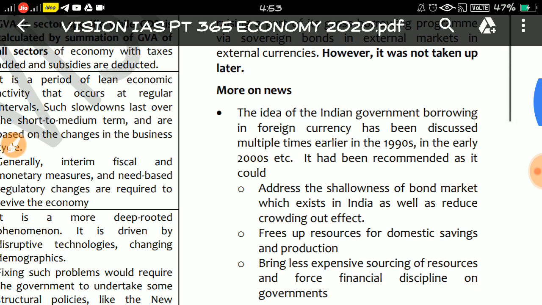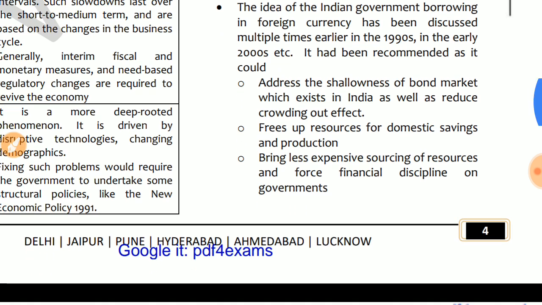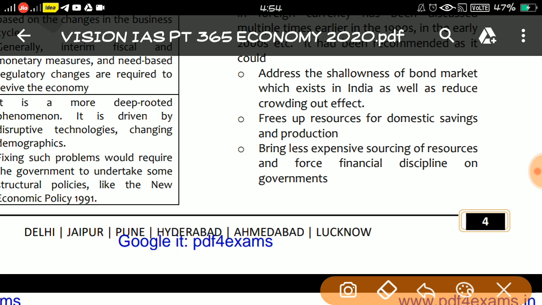So insofar as foreign currency borrowing is concerned, this idea has been discussed multiple times, but all the time you will see that the government is not adopting it, because there are many problems, like the shallowness of the bond market. And why are we recommending this, why is there a need for such a thing? You need to understand that if the government is borrowing from the foreign market, then the domestic market will be freed up.